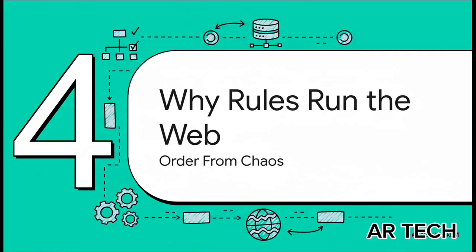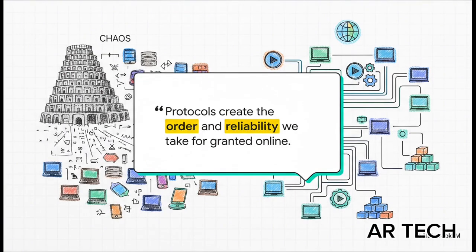All right, let's zoom out for our final section here and look at the big picture. Why is this system of rules so unbelievably important? It all boils down to this. Without these shared protocols, the internet would be absolute chaos. Just a total mess. It'd be the Tower of Babel, but for computers, with every single device speaking its own weird proprietary language, completely unable to understand anything else. These rules create the stable, predictable world that we've built our entire lives on.